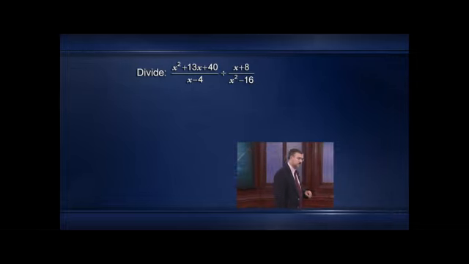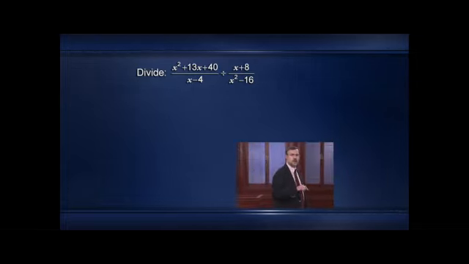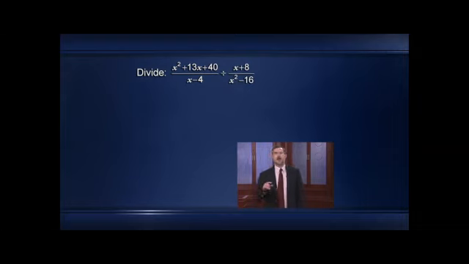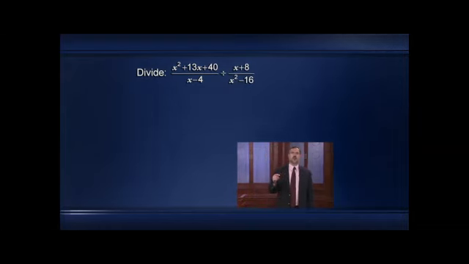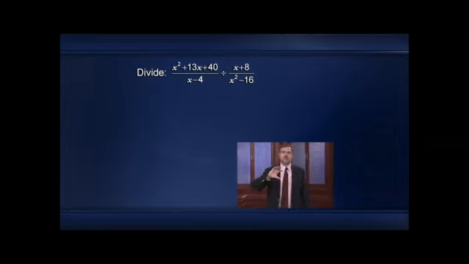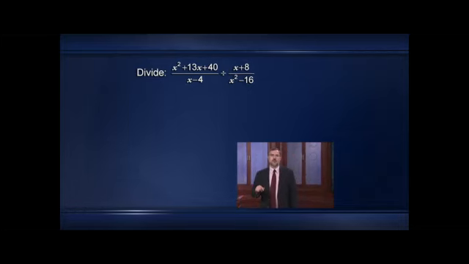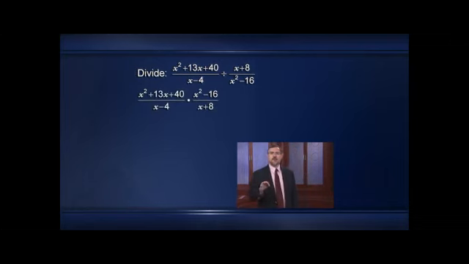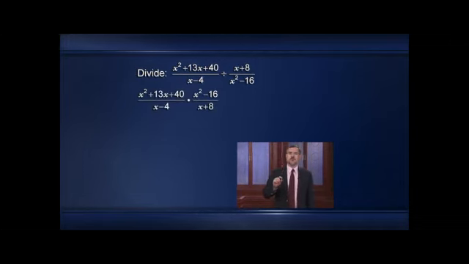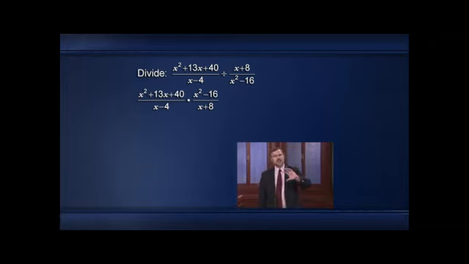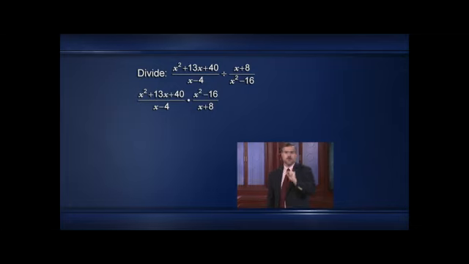Let's divide x squared plus 13x plus 40 over x minus 4 by the rational expression x plus 8 divided by x squared minus 16. Now, dividing by the x plus 8 over x squared minus 16 is the same as multiplying by the reciprocal. So instead of writing the problem as a division problem, I can write it as x squared plus 13x plus 40 over x minus 4 times x squared minus 16 over x plus 8. Did you see how I took that second rational expression and flipped it? I took its reciprocal and then turned the problem into a multiplication problem.